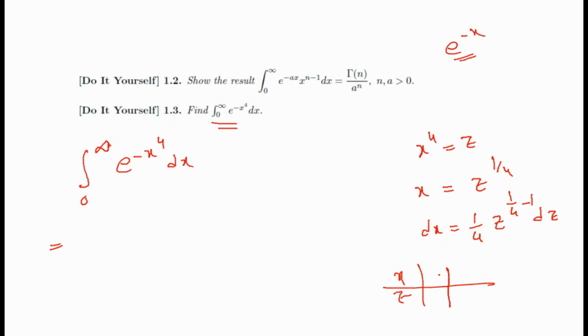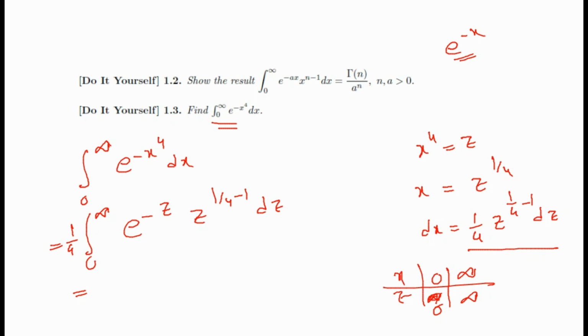If x equal to 0 then z equal to 0, and if x equal to infinity then z is also infinity. So the limit will be 0 to infinity e to the power minus z, and dx we will put this value, 1 by 4, z to the power 1 by 4 minus 1 dz, and 1 by 4 times this is gamma 1 by 4. And gamma 1 by 4, we just keep it like this.